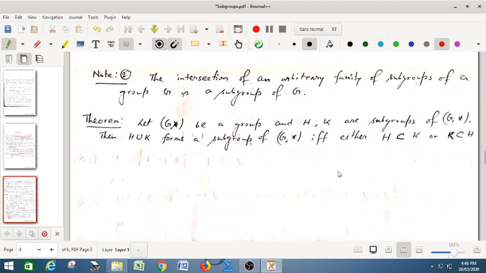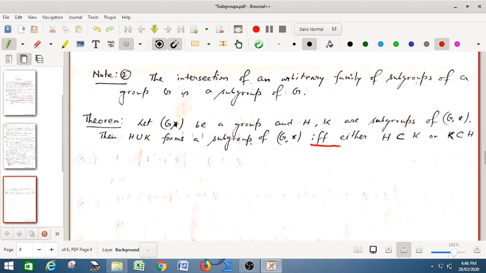The union will be a subgroup of G if and only if either H is contained in K or K is contained in H. This is a very important theorem. Students should try to prove this theorem. So the union will be a subgroup of G if and only if H is contained in K or K is contained in H. So today I finish my lecture up to this. Thank you all.